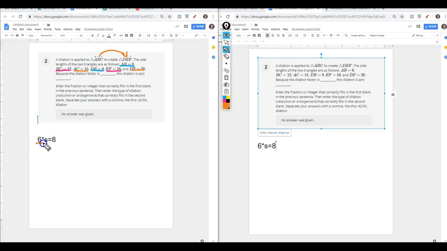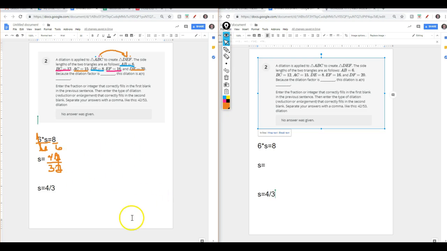To solve for S, we would divide by 6. And we would divide this side by 6. So 6 divided by 6 reduces down to a 1. So we would be left with 1S, or just commonly written as S, is equal to 8 divided by 6. I'll actually write it out. 8 can be rewritten as 4 times 2, and 6 can be rewritten as 3 times 2. 2 divided by 2 reduces down to a 1. So the scale factor in reduced form is 4/3.